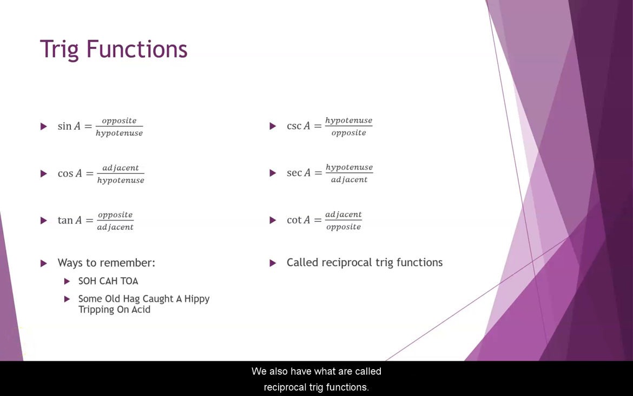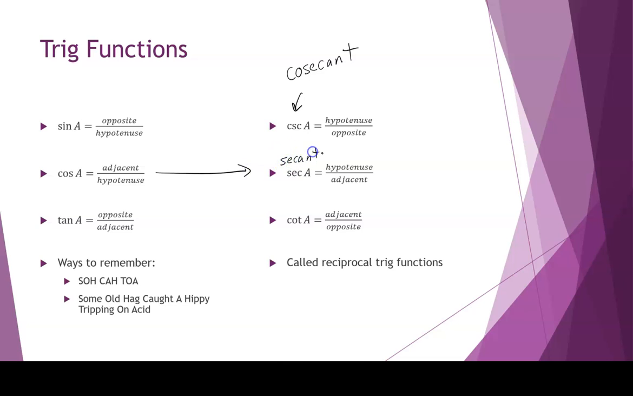We also have what are called reciprocal trig functions. Look how similar this is. The sine of angle A is the opposite divided by the hypotenuse, and this is called the cosecant. The cosecant of angle A is the hypotenuse divided by the opposite. Cosine is adjacent divided by hypotenuse, and secant of angle A is the hypotenuse divided by the adjacent. Tangent, opposite over adjacent; cotangent, adjacent over opposite. As you can see, these three reciprocal trig functions are just the reciprocal of sine, cosine, and tangent, respectively.